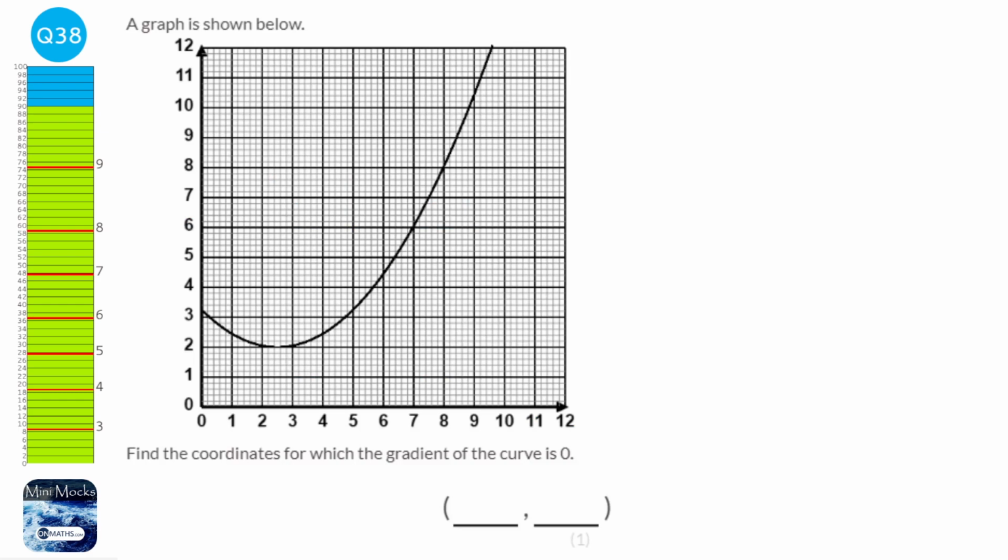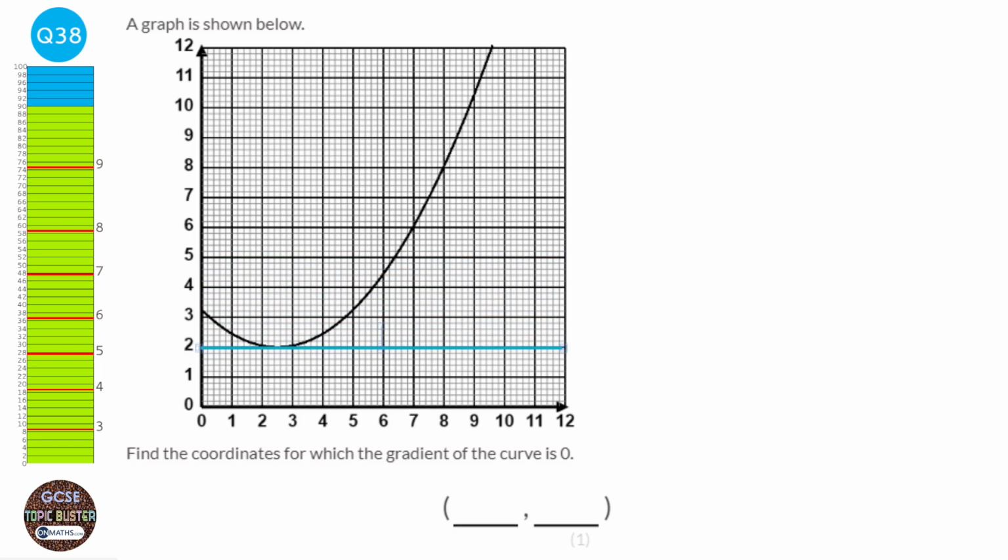A line that has a gradient of 0 will just be a horizontal line. So if you get your ruler and just have a horizontal line on your ruler, so just have it as a gradient 0, and just keep moving down this graph until it becomes the tangent of the curve. So if you see, it becomes a tangent to that curve here.